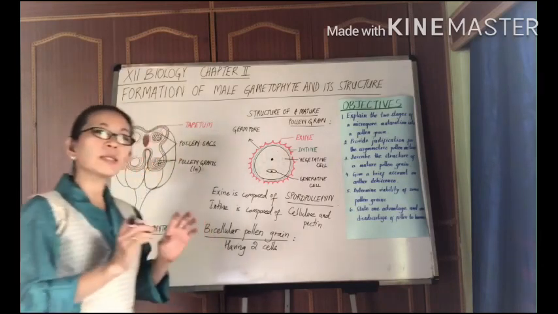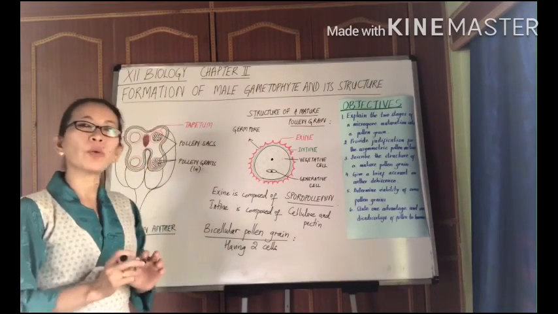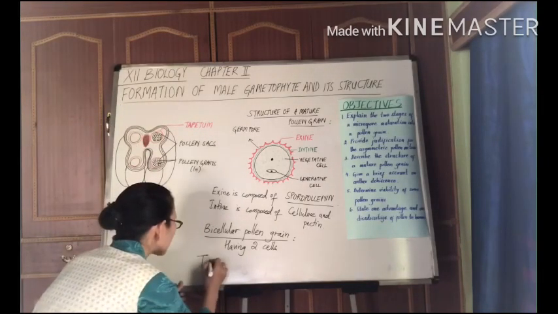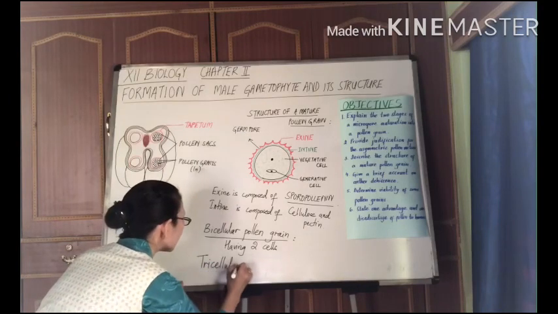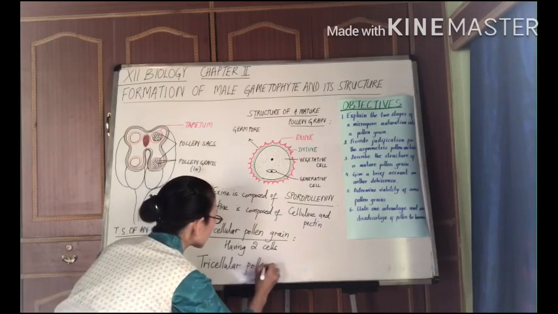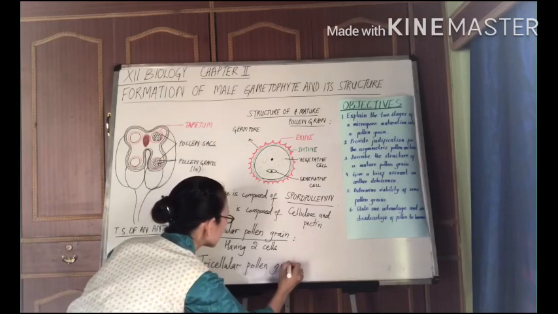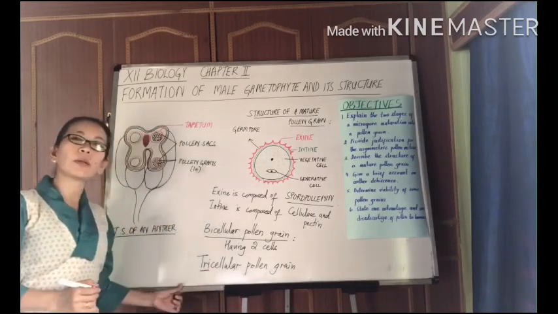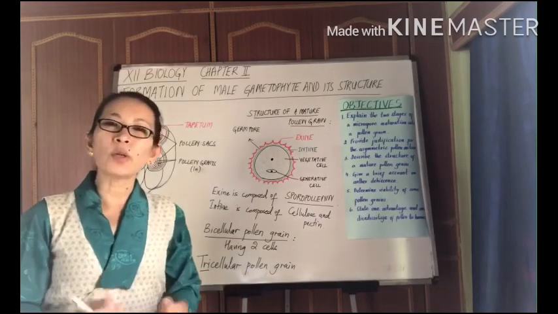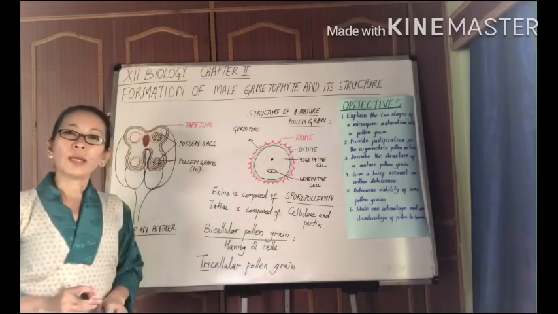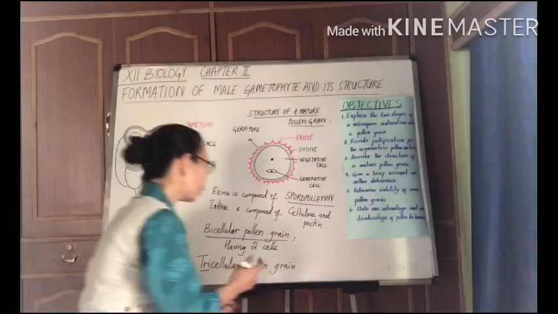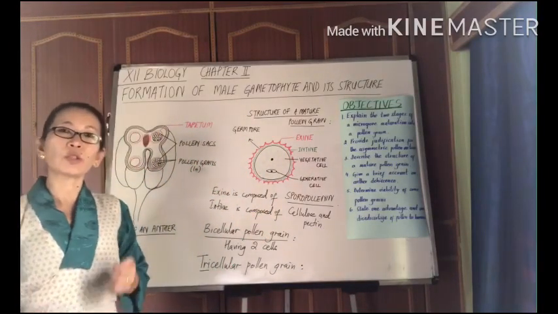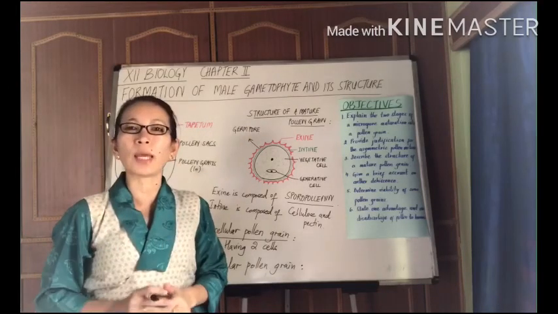But in some species, the pollen might be released at yet another stage, called a tricellular pollen grain. So the pollen grain can be released either in a bicellular stage, or in a tricellular stage. Now, what is this tricellular stage of a pollen grain? Tricellular means we expect 3 cells in the pollen grain.